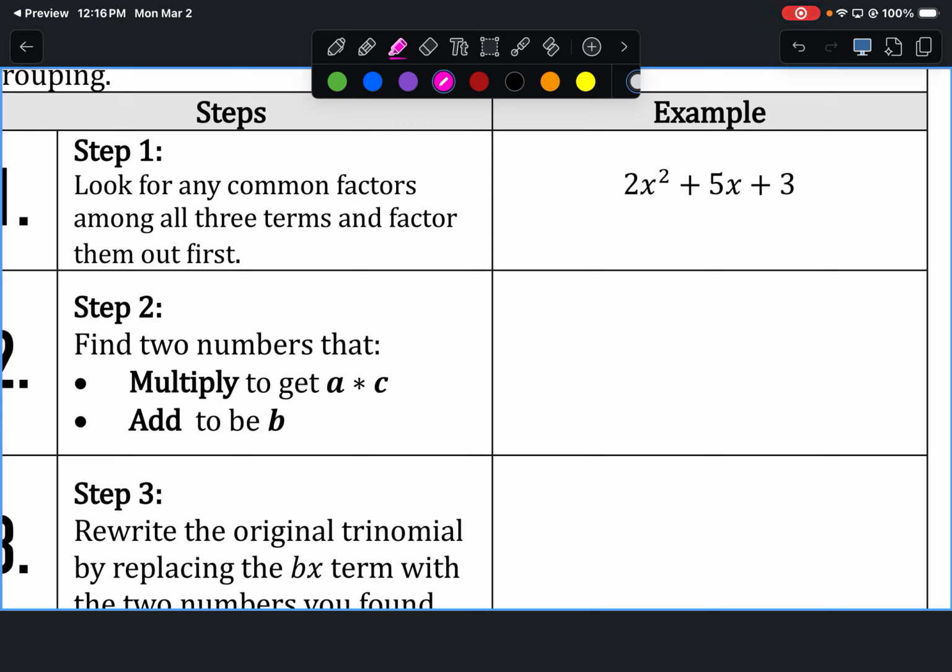So what is my A term in this polynomial? The 2. What is our B term? What is our C term? So we're going to use those 3 terms in order to be able to factor this.